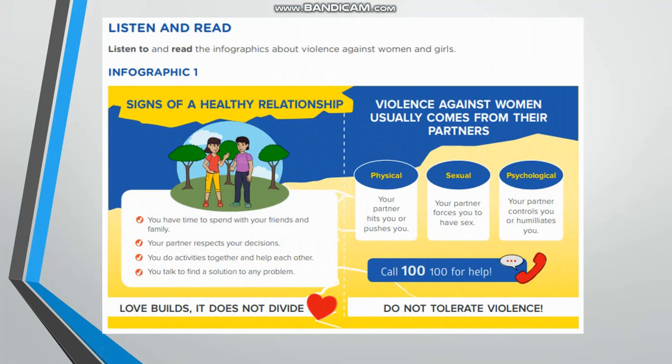Listen and read. Listen to and read the infographic about violence against women and girls. Signs of a healthy relationship. You have time to spend with your friends and family. Your partner respects your decisions. You do activities together and help each other. You talk to find a solution to any problem. Love builds, it does not divide.